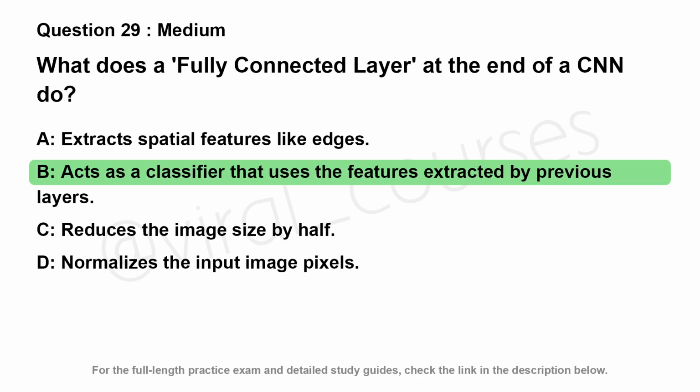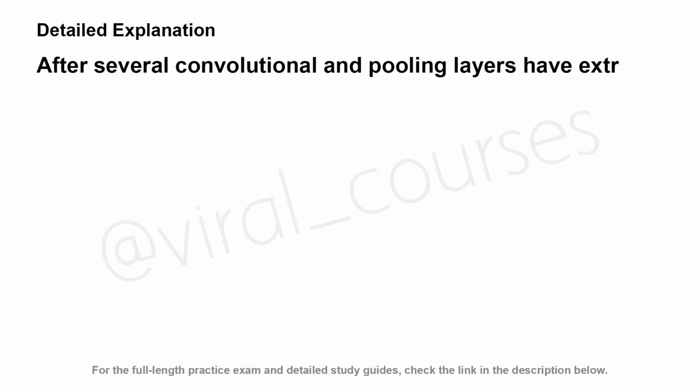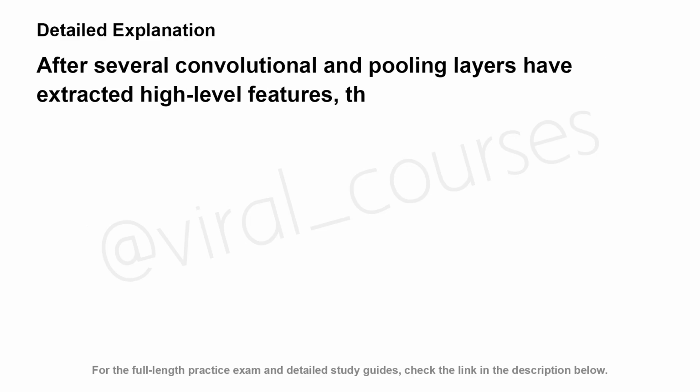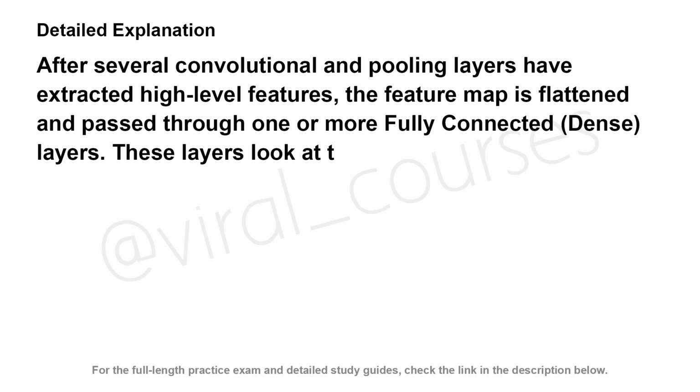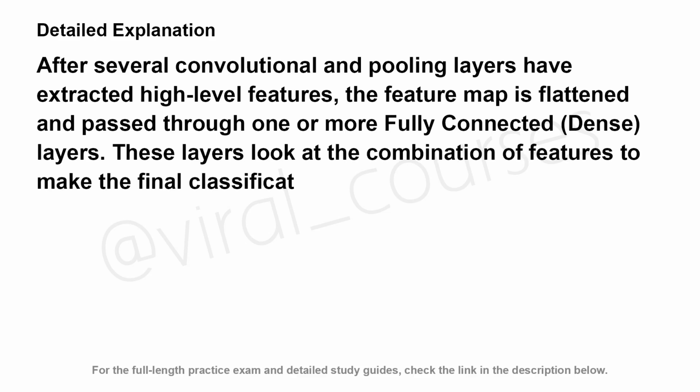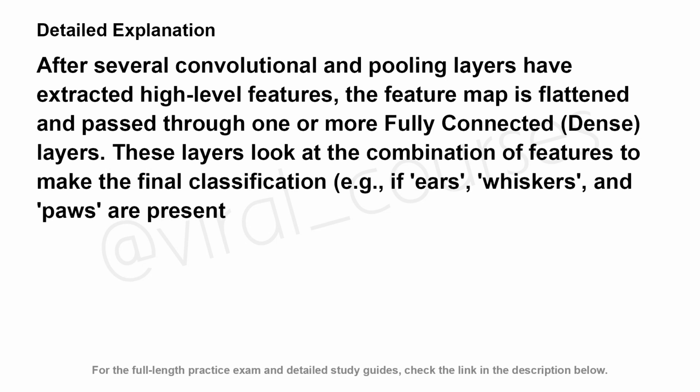The correct answer is B. After several convolutional and pooling layers have extracted high-level features, the feature map is flattened and passed through one or more fully connected, dense layers. These layers look at the combination of features to make the final classification. E.g., if ears, whiskers, and paws are present, the output is cat.